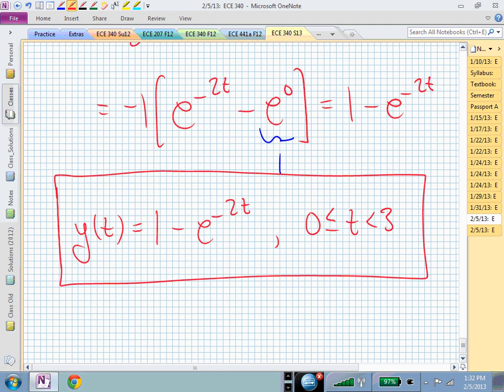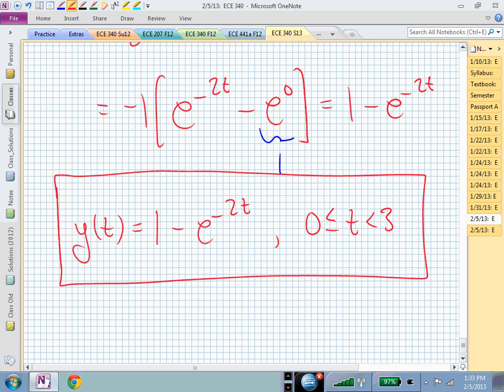At t equals 0, we shouldn't see anything, right? And so this convolution operation should give us a continuous waveform or response. Before t equals 0, our output was 0. Now we say, well, what's it going to be at 0? Here we plug in 0 and we get 1 minus 1. Oh, it's 0. That's good. It's consistent. Is that okay?